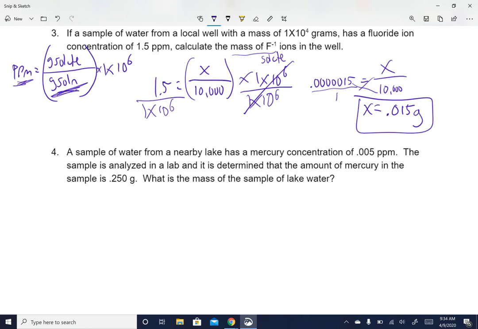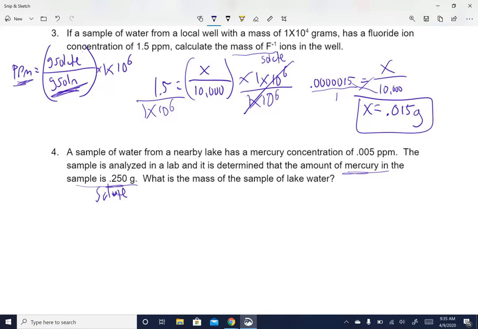Okay. 4. A sample of water from a nearby lake has a mercury concentration of 0.005. That goes here. The sample is analyzed in a lab. It is determined that the amount of mercury in the sample is 0.25 grams. What is the mass of the sample of lake water? All right. So ppm, I gave it to you. The sample is analyzed. The amount of mercury in the sample is 0.25. That's your solute. So that goes on top.